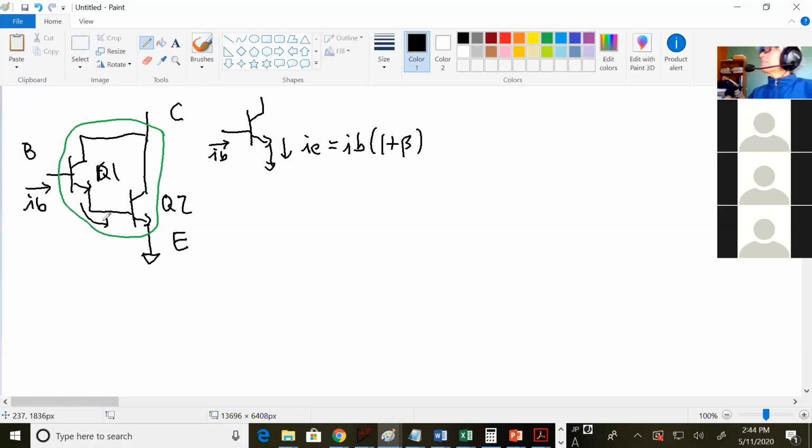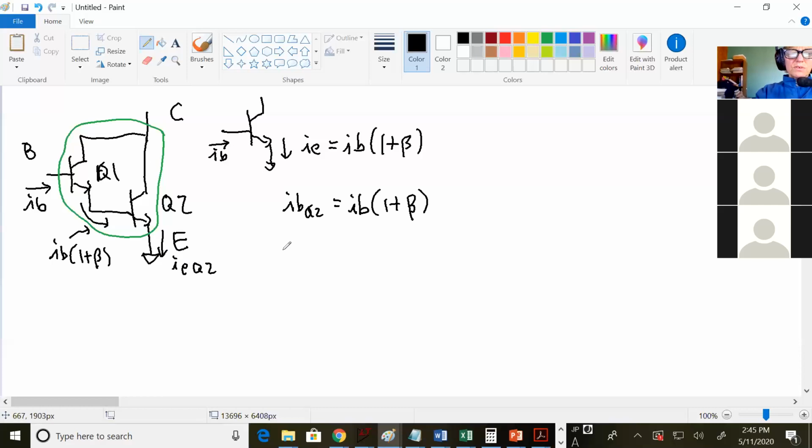It looks like my time predictions are off again, so we might not get to play with this today. So that comes out of there. This current is now IB times 1 plus beta, and now it goes into the base of Q2. So IB of Q2 equals IB times 1 plus beta. So now the question is, what comes out? This is IE of Q2. What is IE of Q2?